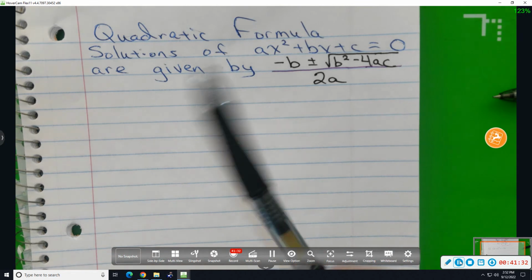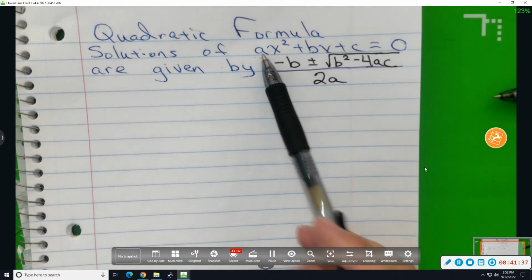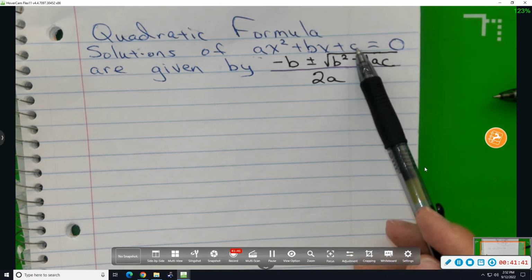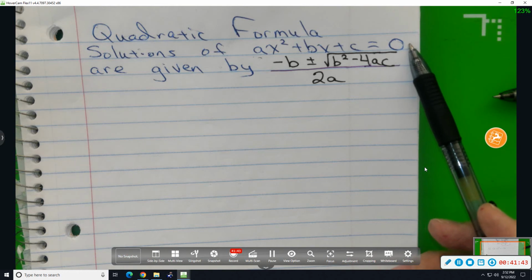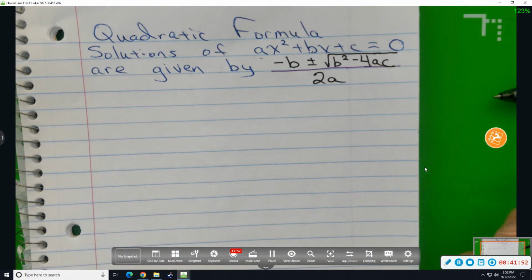So if you know the numbers a, b, and c, the number in front of x squared, the number in front of x, and your constant term, and the equation is set equal to 0, then you can plug those numbers in and you'll find the solutions, even if it's not factorable. It will always give you a solution. It always works.